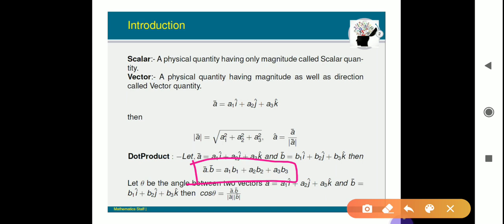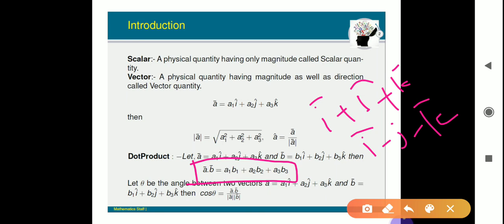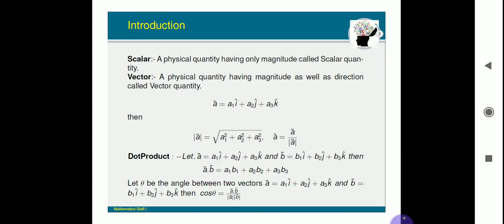Now suppose we take the first vector a bar as i bar plus j bar plus k bar. So here a1 is 1, a2 is 1, a3 is 1. Similarly, we take another vector i bar minus j bar minus k bar. So here b1 is 1, b2 is minus 1, b3 is minus 1. So the dot product of these two vectors is 1 into 1, 1. Then 1 into minus 1 is minus 1, and 1 into minus 1 is minus 1. So the 1s get cancelled, and the dot product of these two vectors is minus 1. So this is related to the dot product.